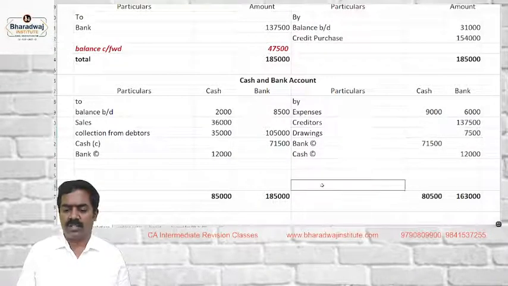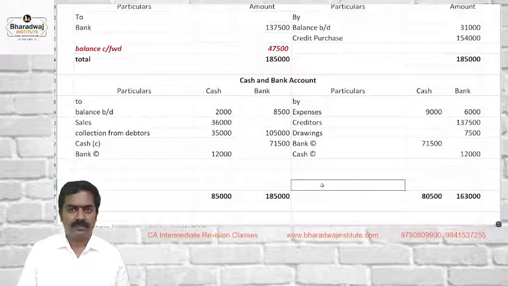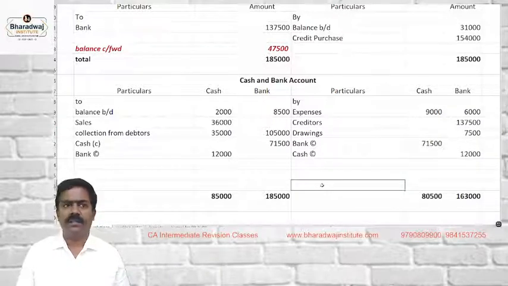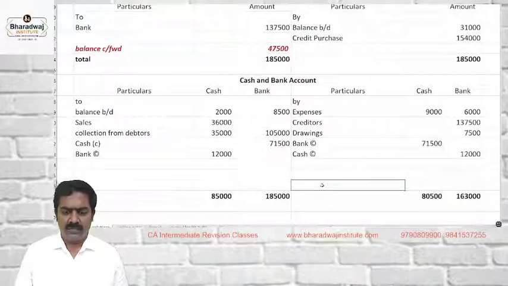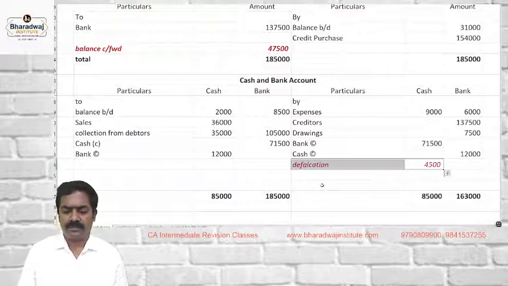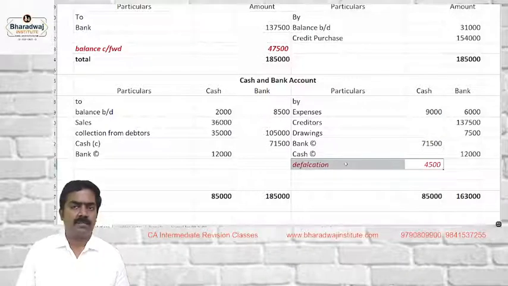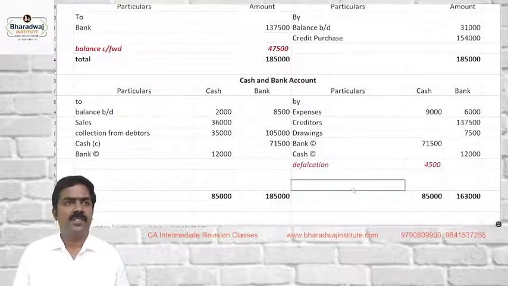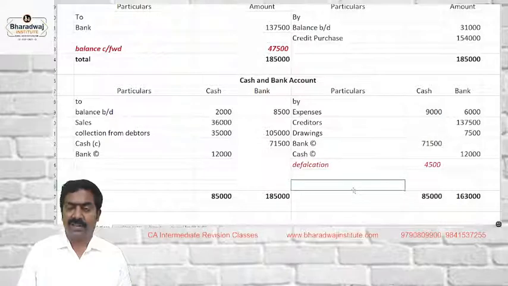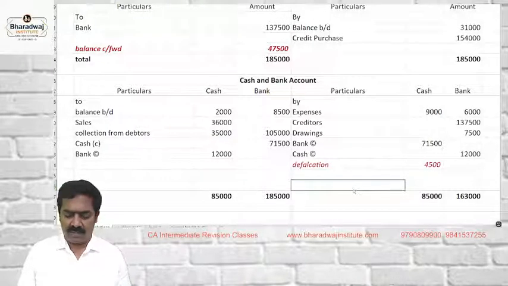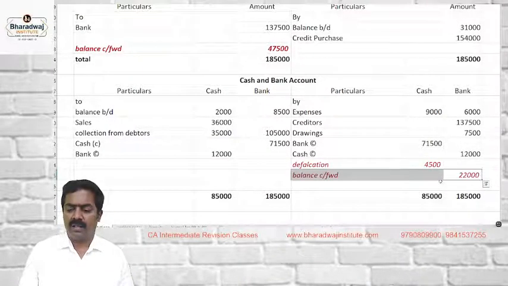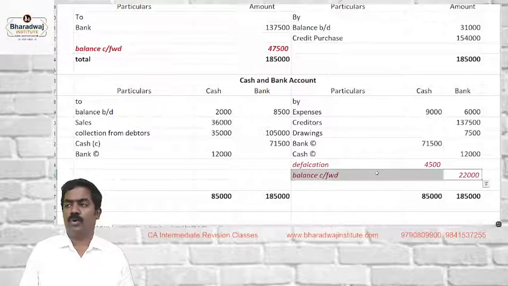Drawings in through check 7,500 is given to us. Then, any other thing? Any other expenses paid? No. This cash balance, balancing for, you can take it as what? Cash defalcation, recoverable from the cashier, asset side. We can take it as what? Asset side. Then bank balance, you can take it as what? Closing balance carried forward.